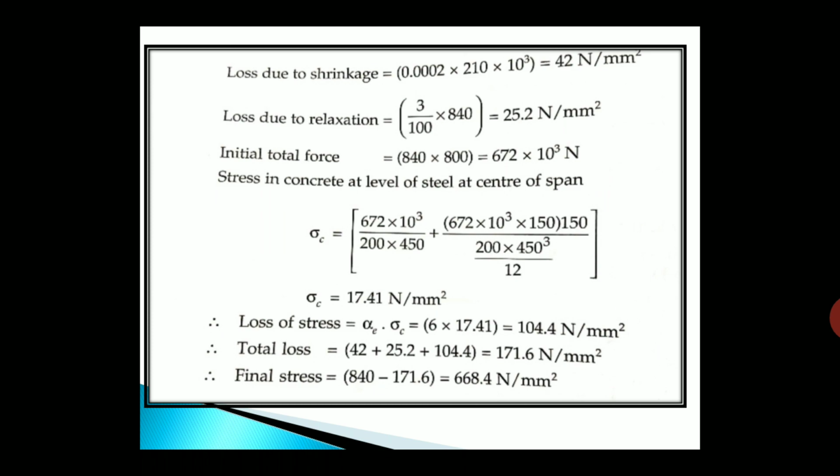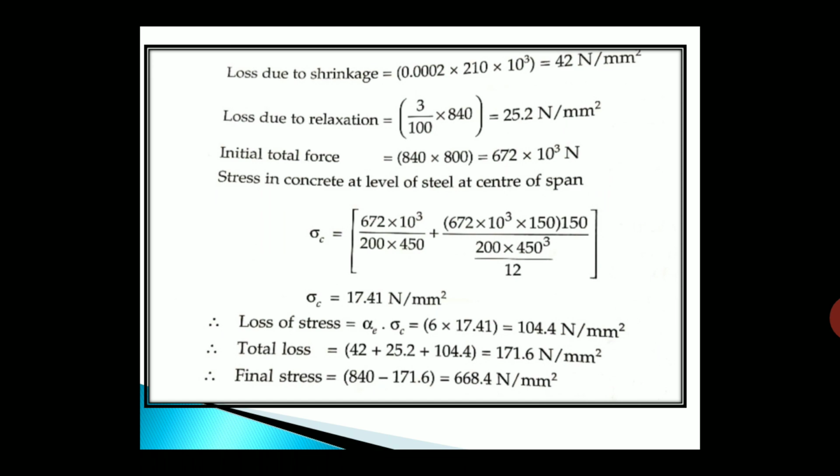So first step, if you want, you can start with loss due to shrinkage, which is 0.0002 into ES. We get a loss of 42. Loss due to relaxation is given as 3% of initial stress, that is 3 by 100 into 840. Then the total initial force is stress into area, that is 840 into 800, which we get as 672.